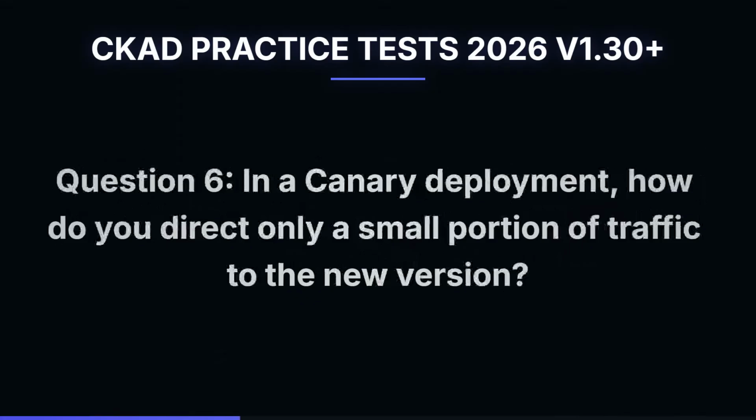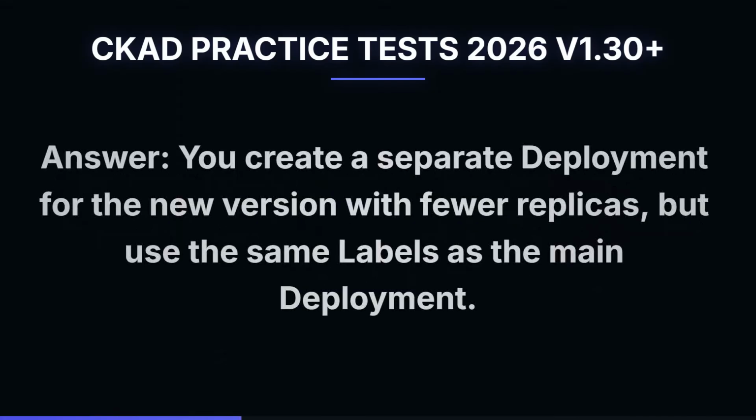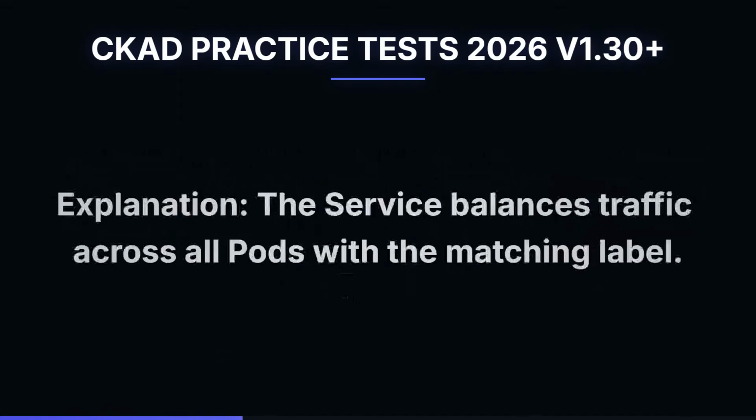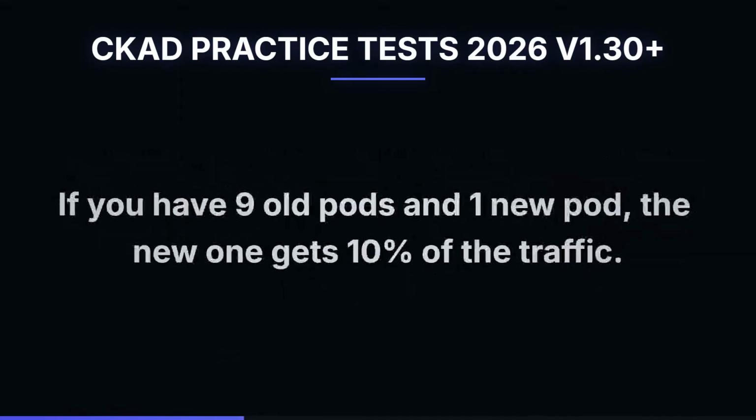Question 6. In a canary deployment, how do you direct only a small portion of traffic to the new version? Answer: you create a separate deployment for the new version with fewer replicas, but use the same labels as the main deployment. Explanation: the service balances traffic across all pods with the matching label. If you have 9 old pods and 1 new pod, the new one gets 10% of the traffic.